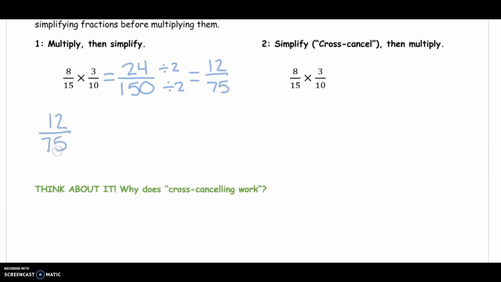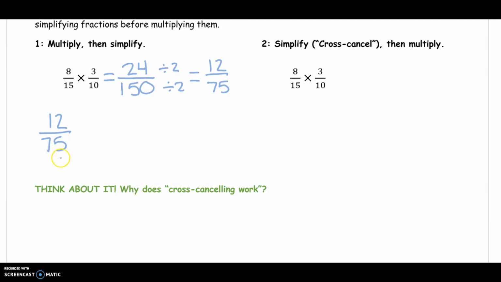Okay, and now looking at that, again, use your divisibility rules to help you. These numbers are not both even. 75 is an odd number, so I can't divide by 2. I'm thinking if I could divide by 3. I know 12 is divisible by 3. 75, I'm pretty sure is divisible by 3, but we can use our divisibility rules, add the digits.